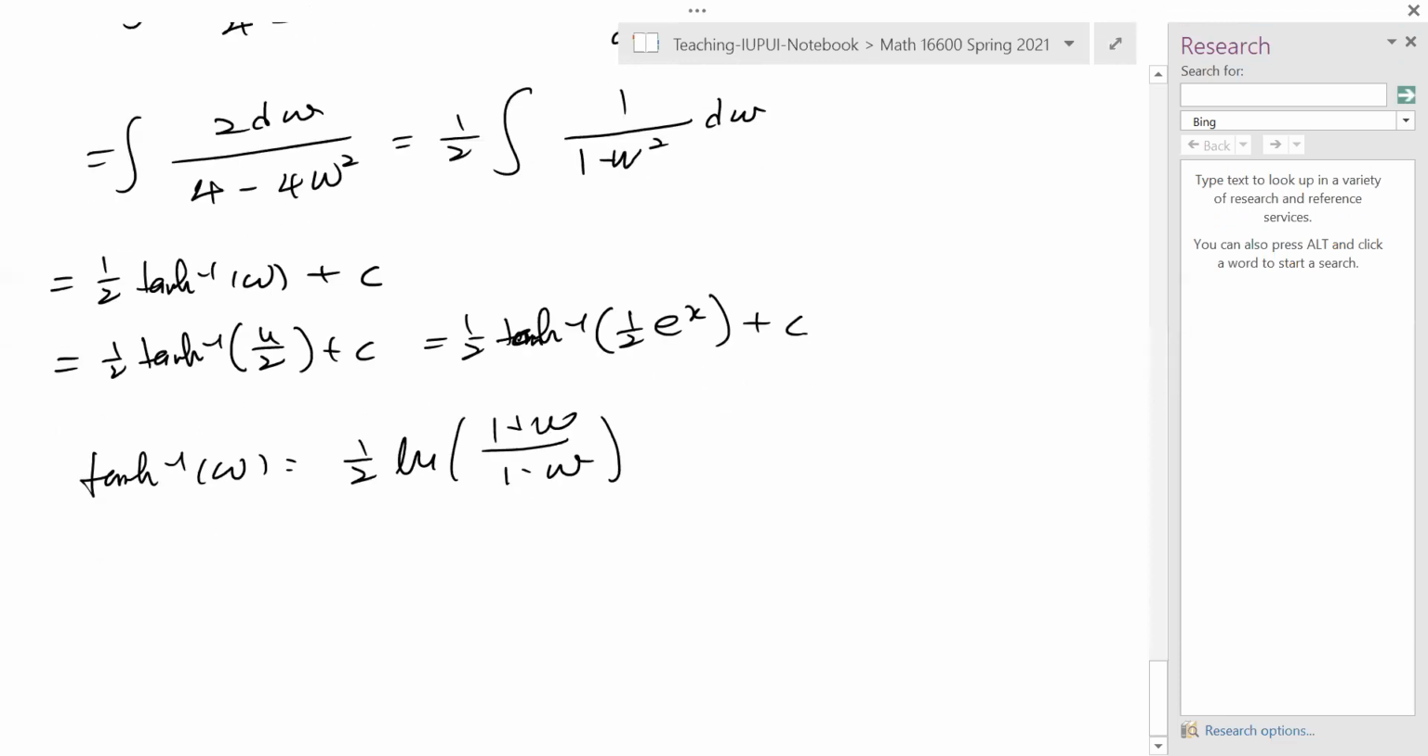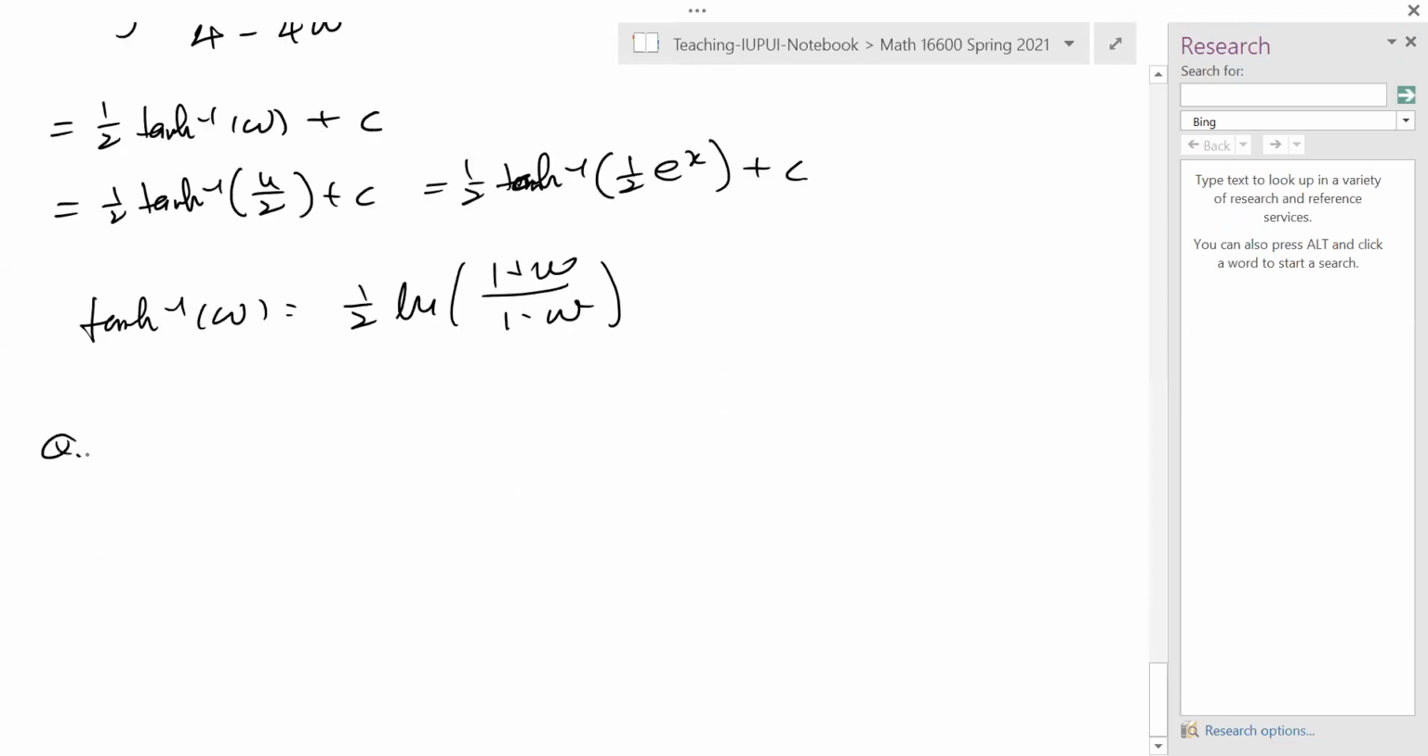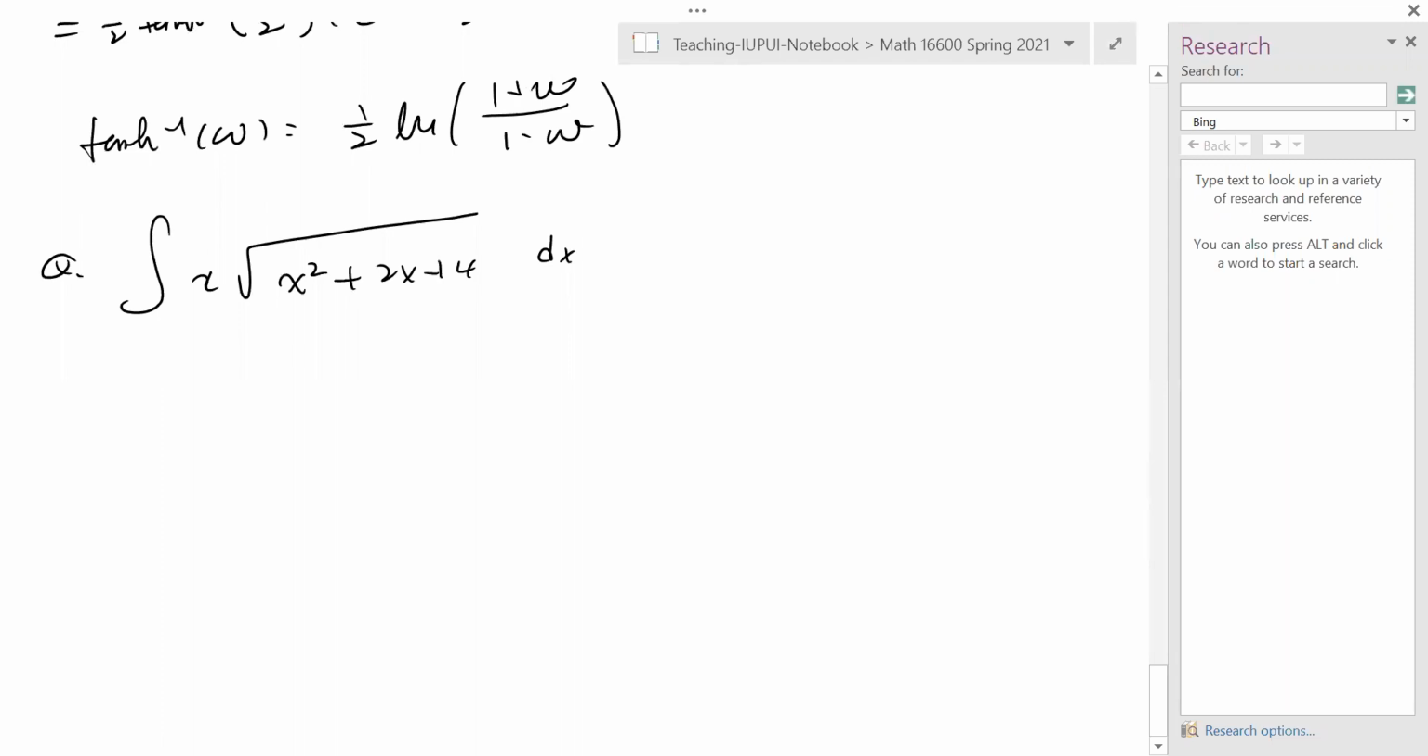All right, so now let's take a look at another problem. The integral of x times the square root of x squared plus 2x plus 4 dx. Wow. All right, how do you solve this problem? You cannot find the answer directly from the table of integrals. You have to do something, right?